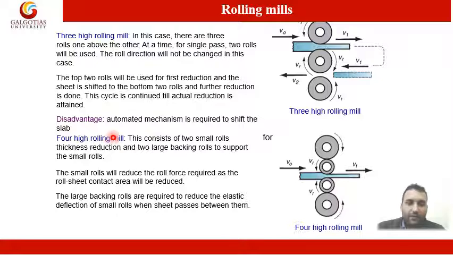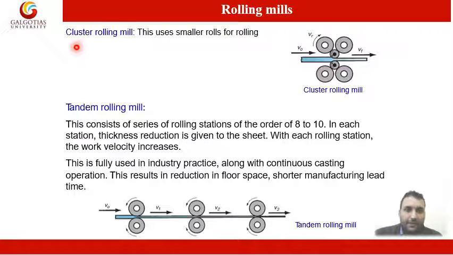The four high roll mill consists of two small rolls for thickness reduction, and two large backing rolls to support the small rolls. Here you can see this is one small roll, two small roll, and these are the larger rolls which are used for backing purpose. Next is the cluster rolls, where clusters of different rolls are used. These small rolls are used for moving the material in the forward direction. The larger rolls support the smaller rolls to move up and down.